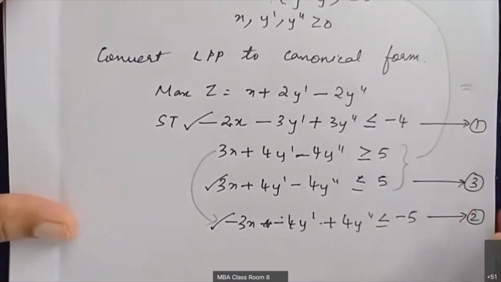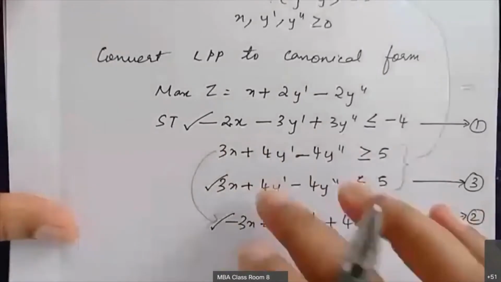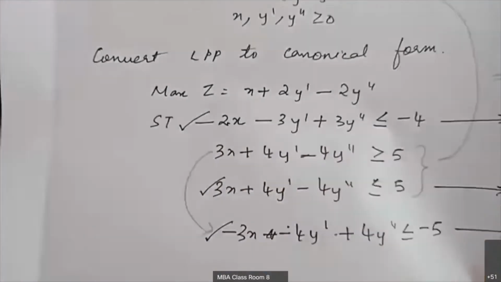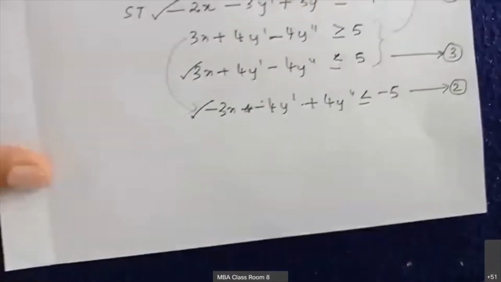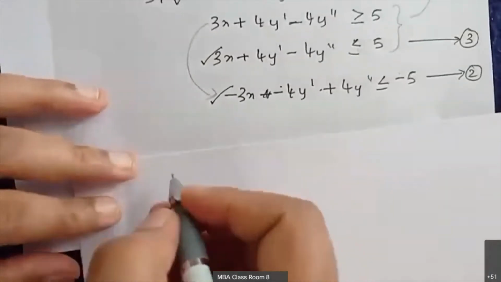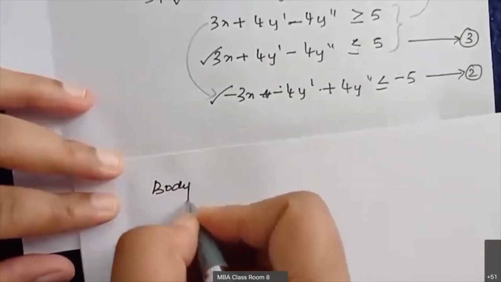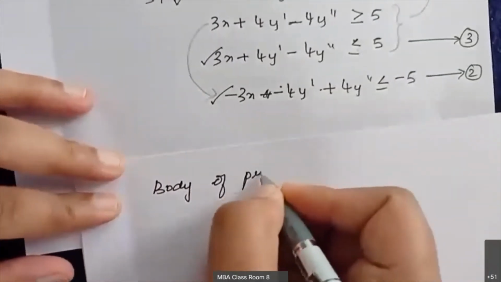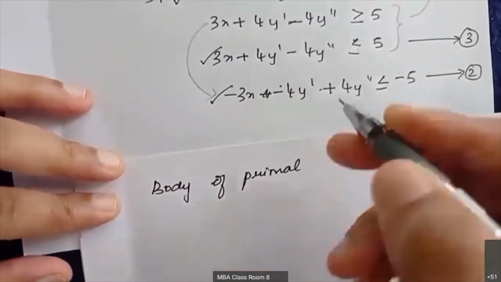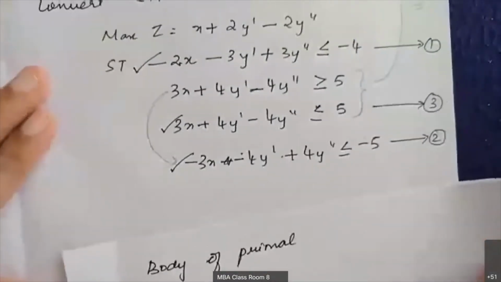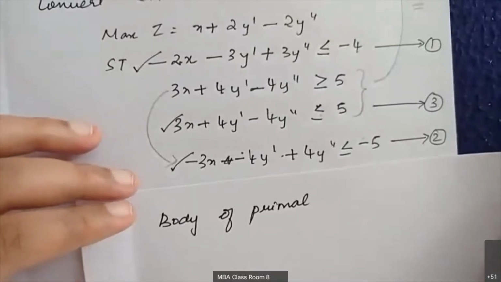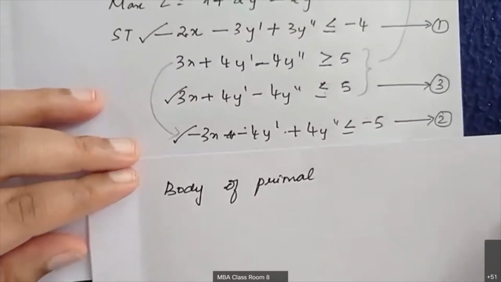Next, what do we do? We have to take the body of this matrix. So I'll take the body of the primal. This is our primal problem. The first LPP that we initially take is called the primal. So, the body of the primal.